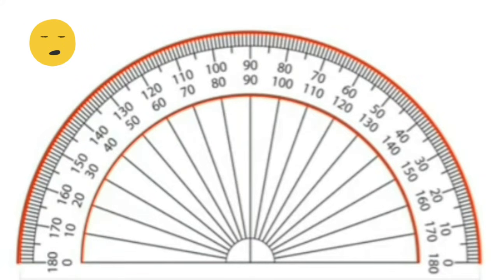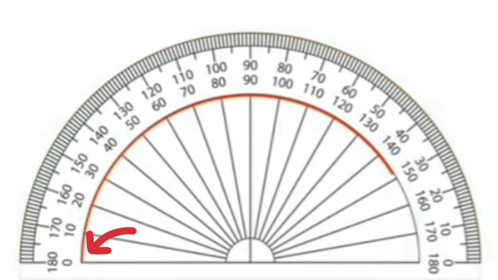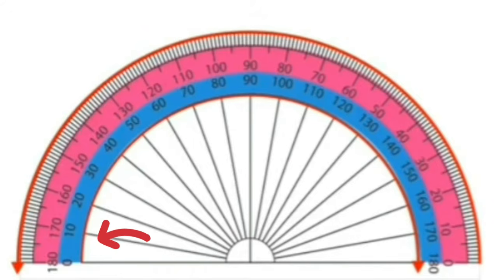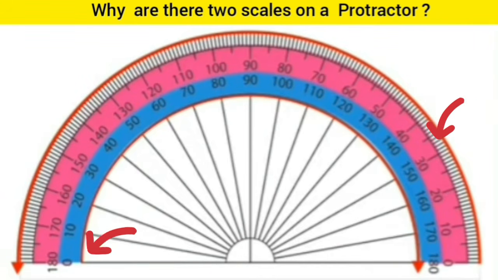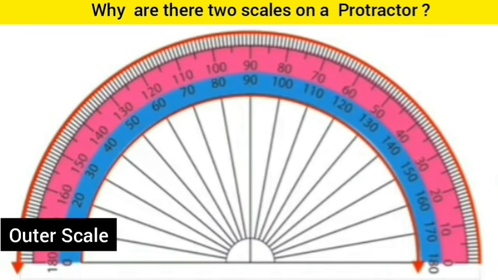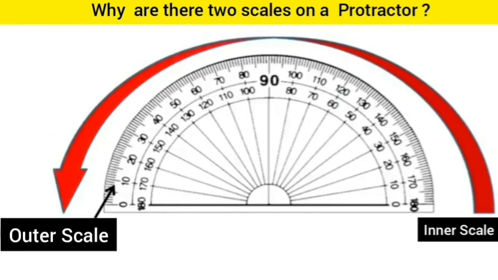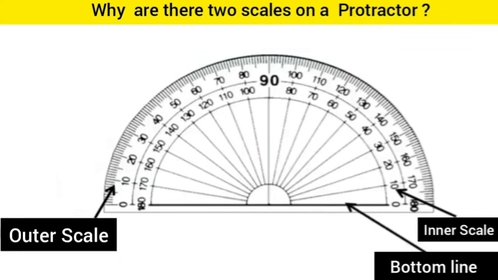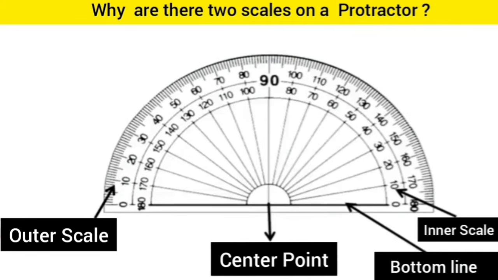Look at it very closely. Two sets of angles are marked. The inner semicircle goes from 0 to 180 and the other one, the outer semicircle, also goes from 0 to 180. You must be thinking, why are there two scales on a protractor? Let us understand the parts of the protractor, and by the end of this video you will understand why and when to use these two scales. Now let us see, there is a bottom line and there is a center point on the protractor.